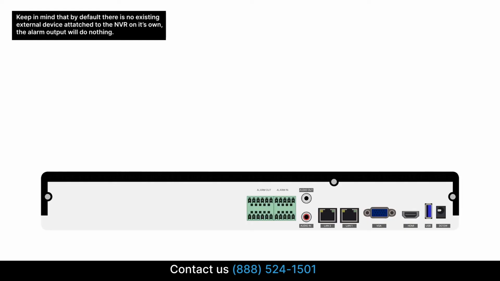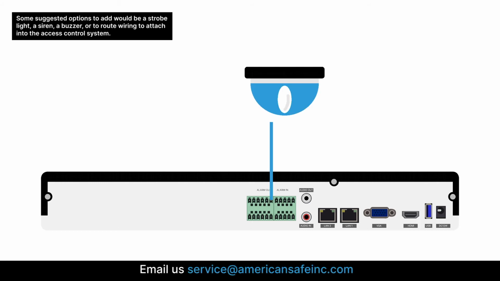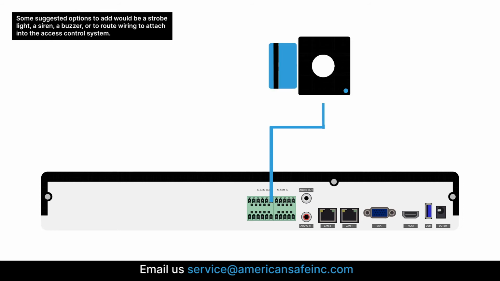Keep in mind that by default, there's no existing external device attached to the NVR, and on its own, the alarm output will do nothing. Some suggested options to add would be a strobe light, a siren, a buzzer, or to route wiring to attach into the access control system.